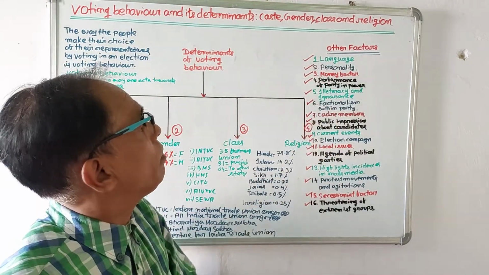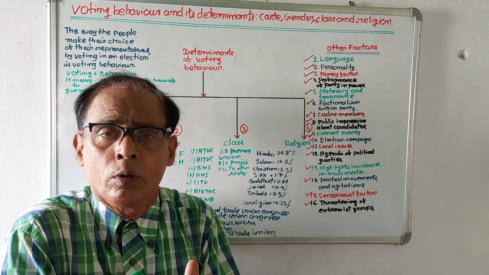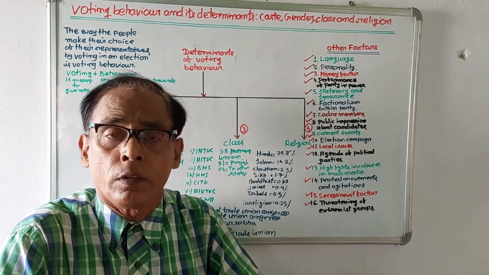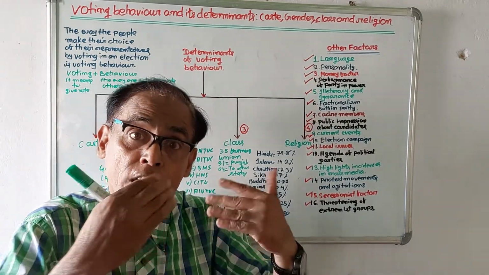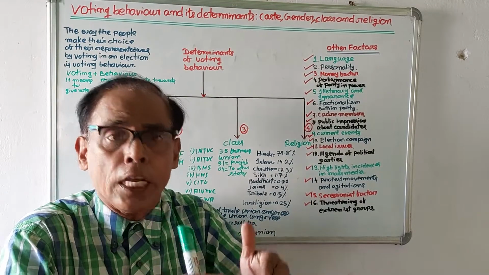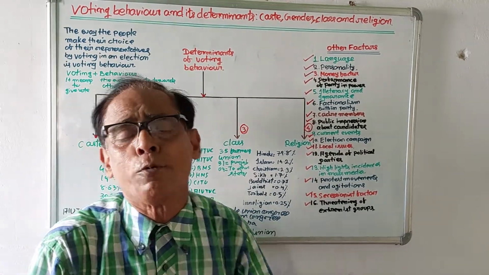Number 4, performance of party in power. Whenever a party is ruling, if it has good performance, people always will give vote to it. If the party in power does not have good performance, people will not give vote to it.